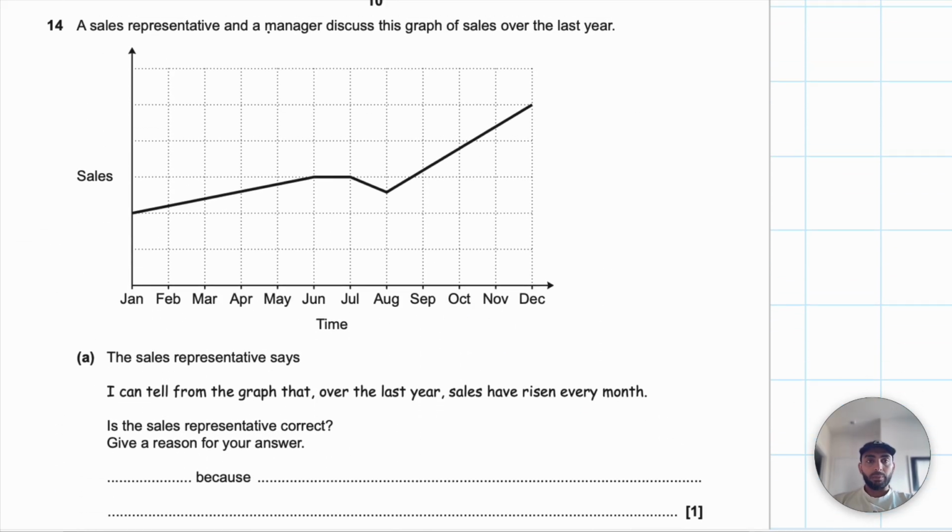Question 14. A sales rep and a manager discuss this graph of sales over the last year. The sales rep says, I can tell from the graph that over the last year, sales have risen every month. Is the sales rep correct? Give a reason for your answer.